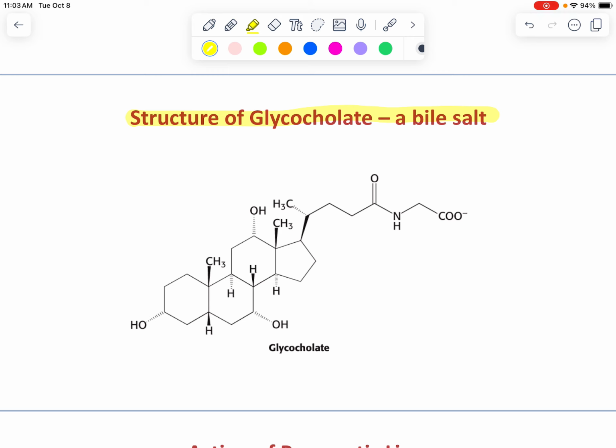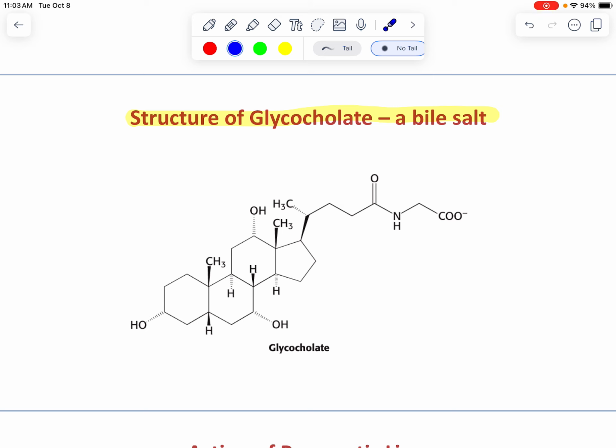If you look at this structure, hopefully you notice right here, ooh, it's that steroid. This is actually derived from cholesterol. Okay, so these bile salts are synthesized from cholesterol. So interestingly, one way to lower your cholesterol is to produce more bile and then drive it out of your body through a high fiber diet. Now, if you don't have a high fiber diet, your liver will reabsorb these bile salts and they'll be regenerated and reused. But anyway, that's a little aside.